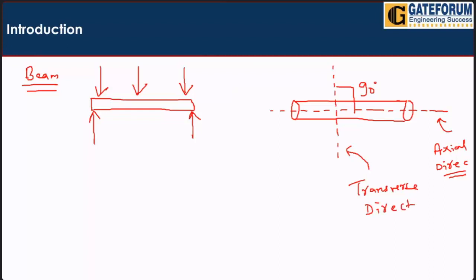And if load is applied in this transverse direction, that means definitely the load will be a transverse load. If load is acting here like this, this load will be known as transverse load. And if there are transverse loads on any member, that member will be acting as a beam. So this is a beam here we have.